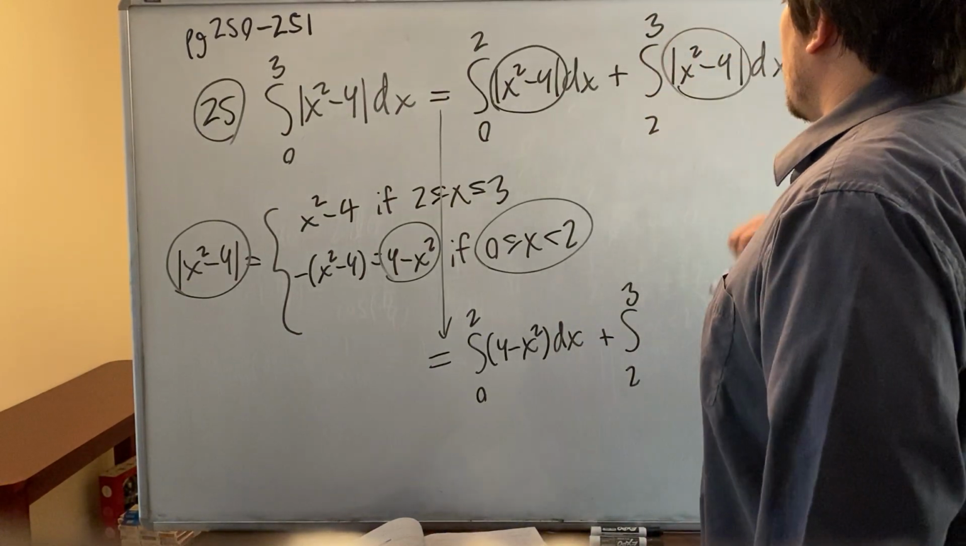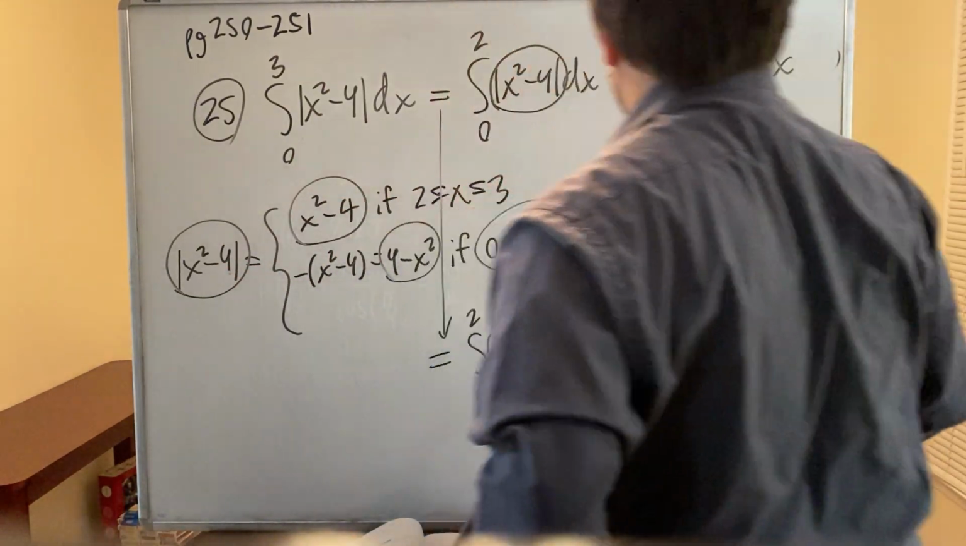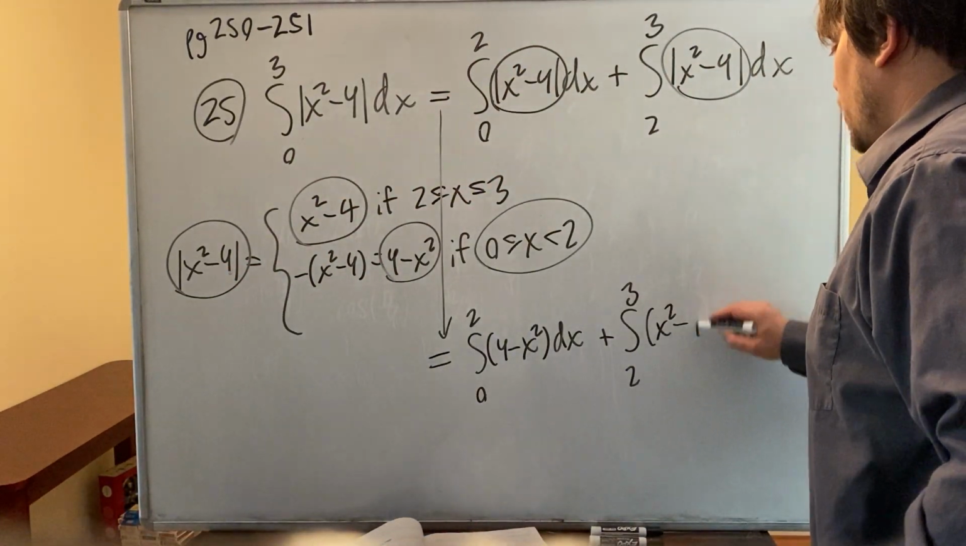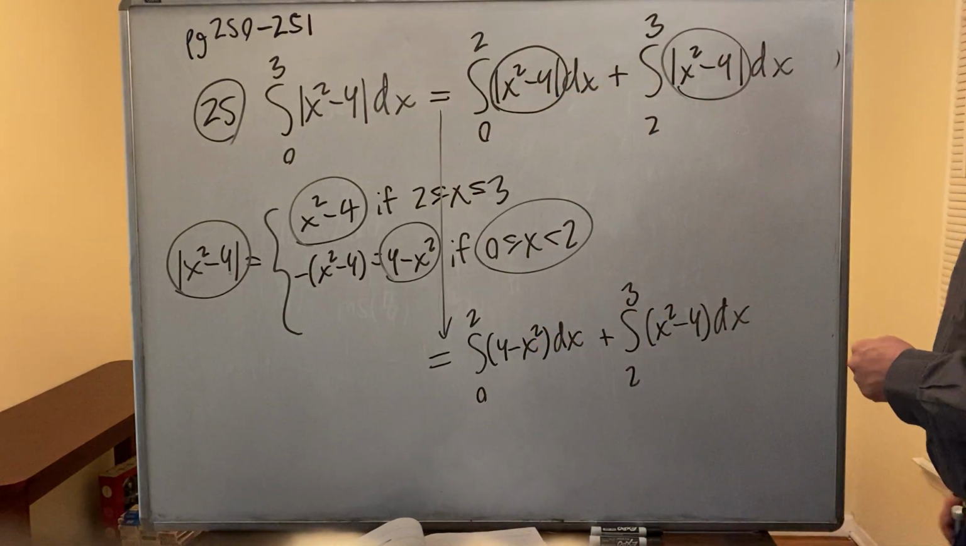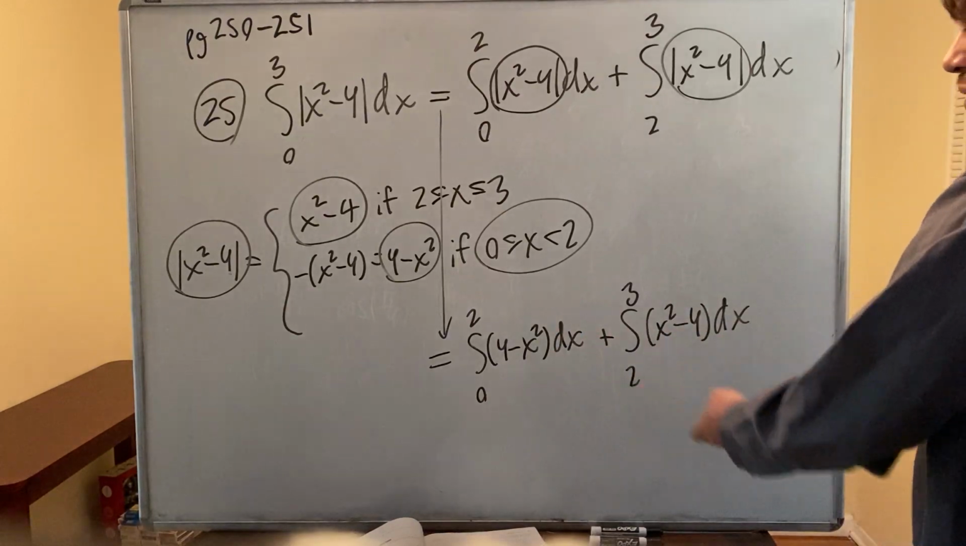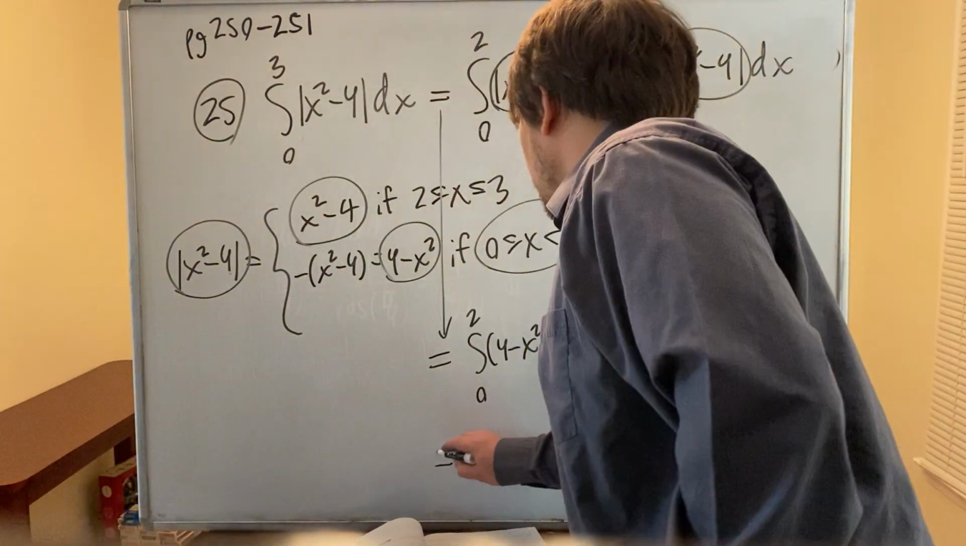Now, the absolute value of x squared minus 4 from x equals 2 to x equals 3 is x squared minus 4. So this is just x squared minus 4. I did this to get rid of the absolute value sign. And so now you just calculate these two definite integrals that we normally would, and you add them, and you get that answer.